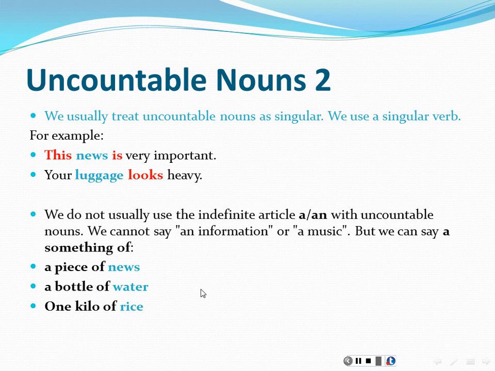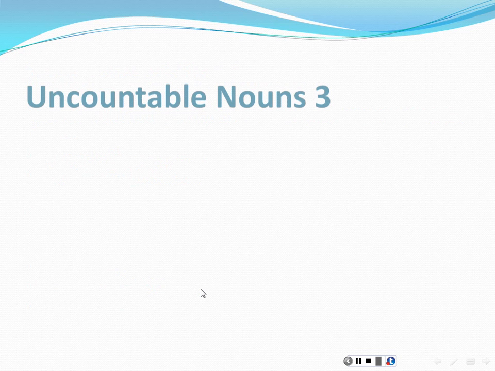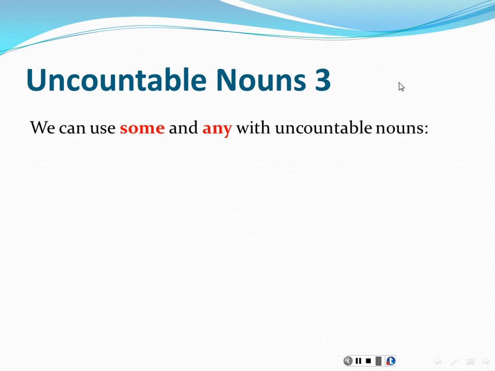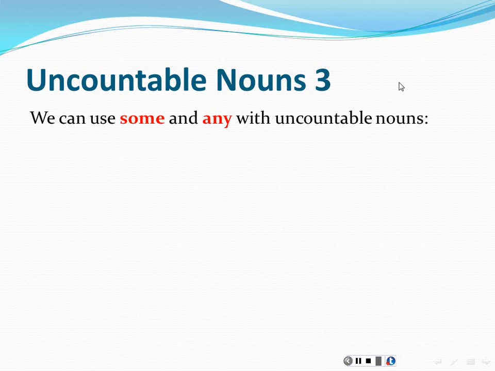This rule is clear. Now we can move to the next page and we continue with uncountable nouns. We have so many rules for uncountable nouns because they are very important. Now, we can use some and any with uncountable nouns. How is that? يعني نستخدم some, كلمة some, and كلمة any with uncountable nouns. How is that? كيف ممكن نستخدم هاتين الكلمتين؟ We can know that from the examples. Let's start with the examples.